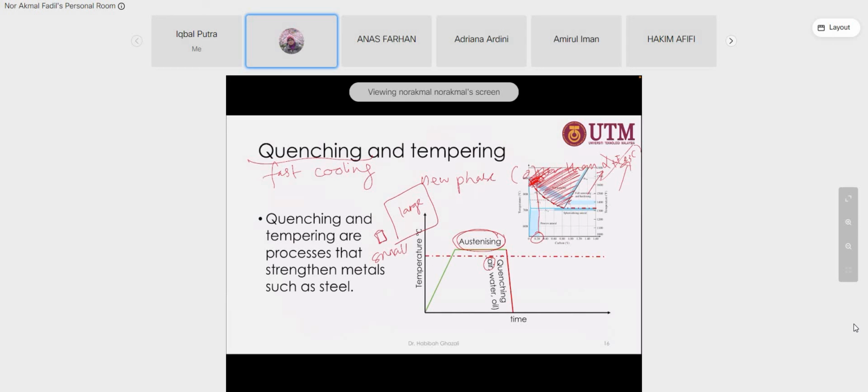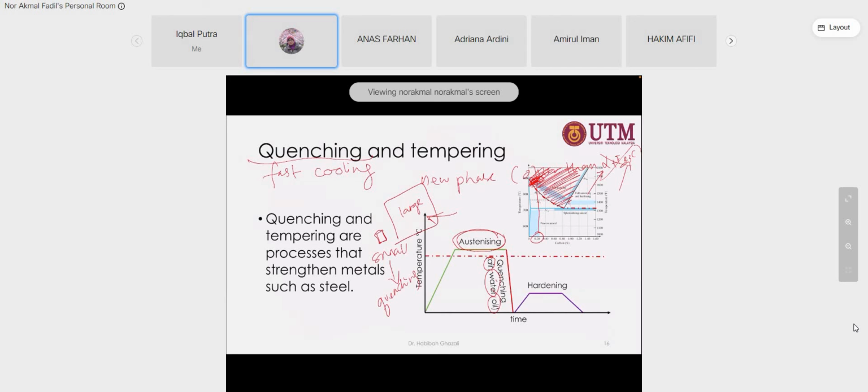For a small component like this, if you cool it in the air, it will experience quenching because it is very fast cooling. But if your component is large and you cool it in the air, maybe you just obtain the effect of normalizing. When we talk about rapid cooling, quenching, for a large component like this, we require a medium for the quenching process, such as water or oil. These are examples of the media.